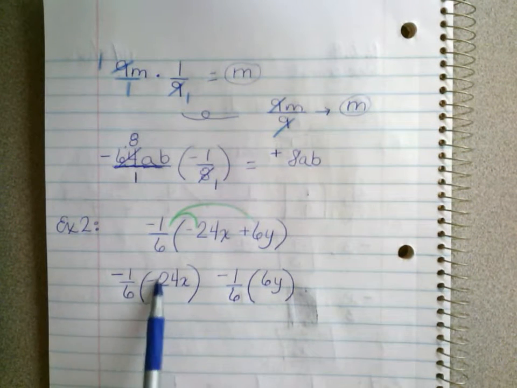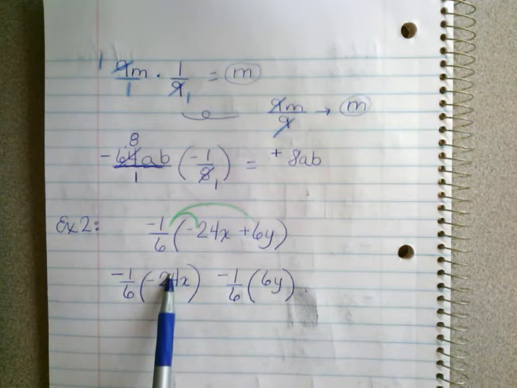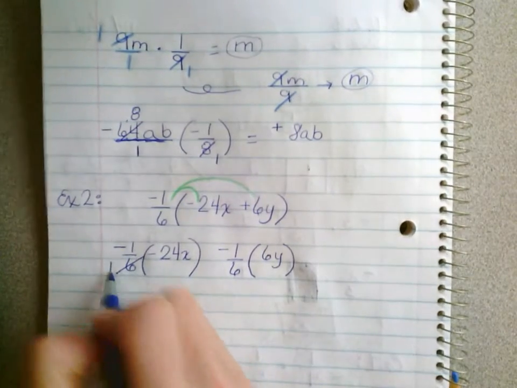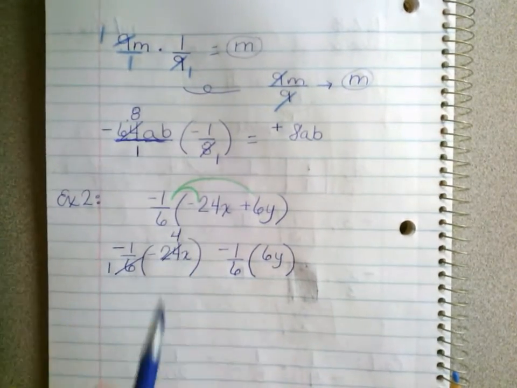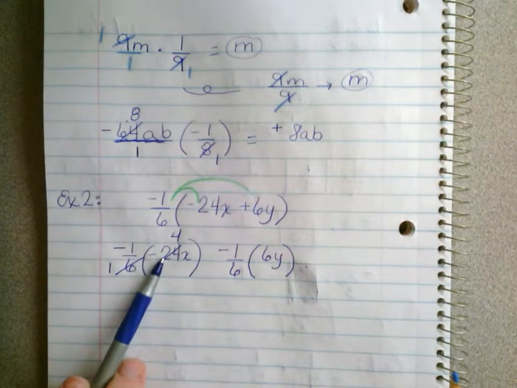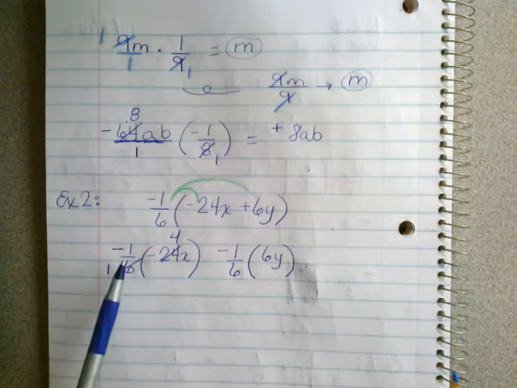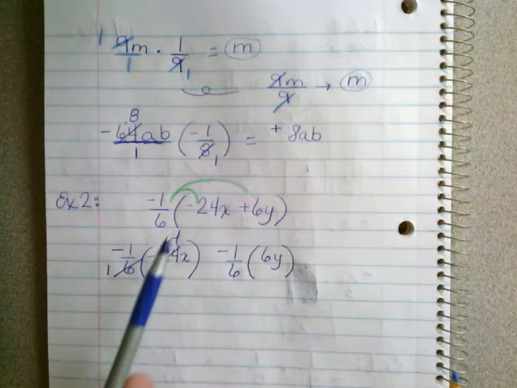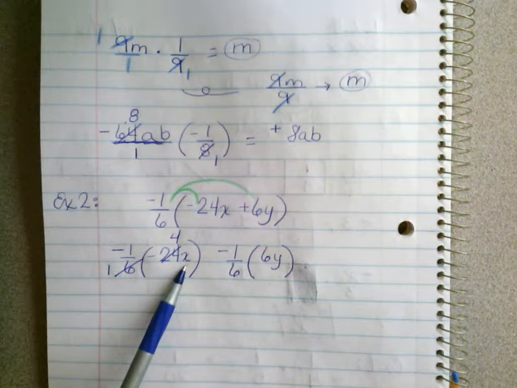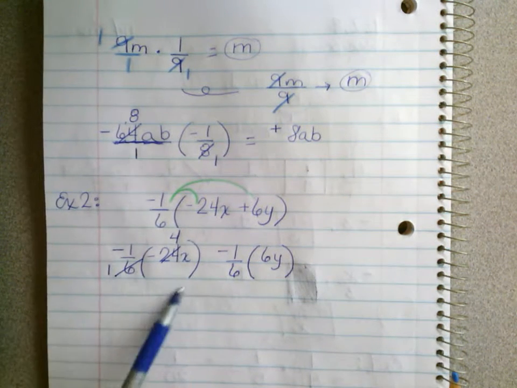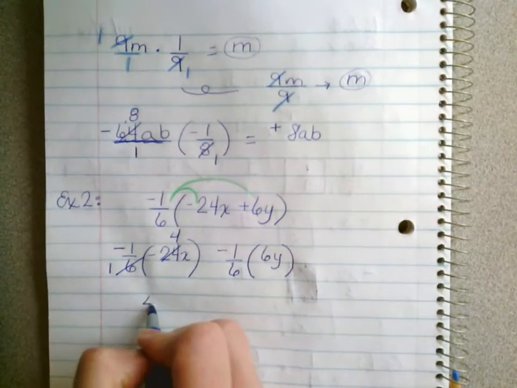Are the 6 and the 24, can they reduce each other? Yep, by a factor of 6. Real quick, negative times a negative, what is the result going to be here? Positive. What's it going to be? 1, 4. Altogether, what do we get for this piece? Yep, 4x, good.